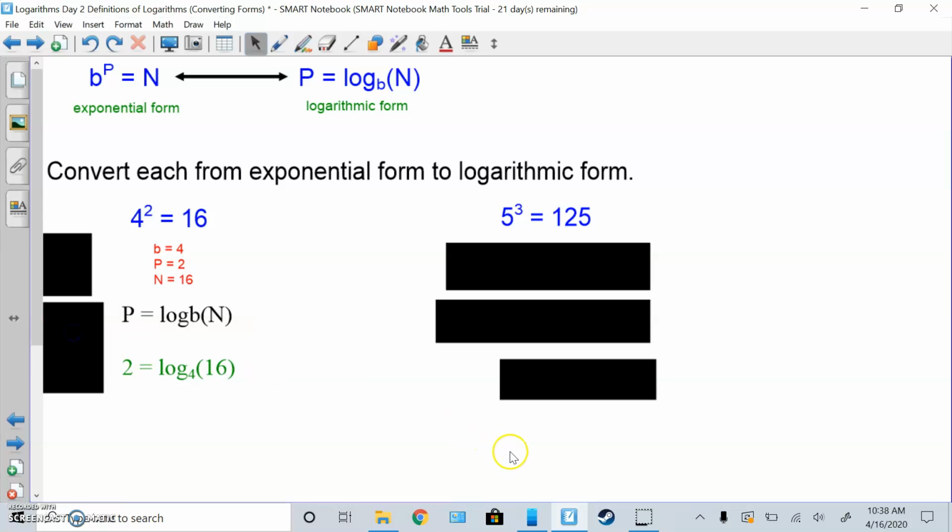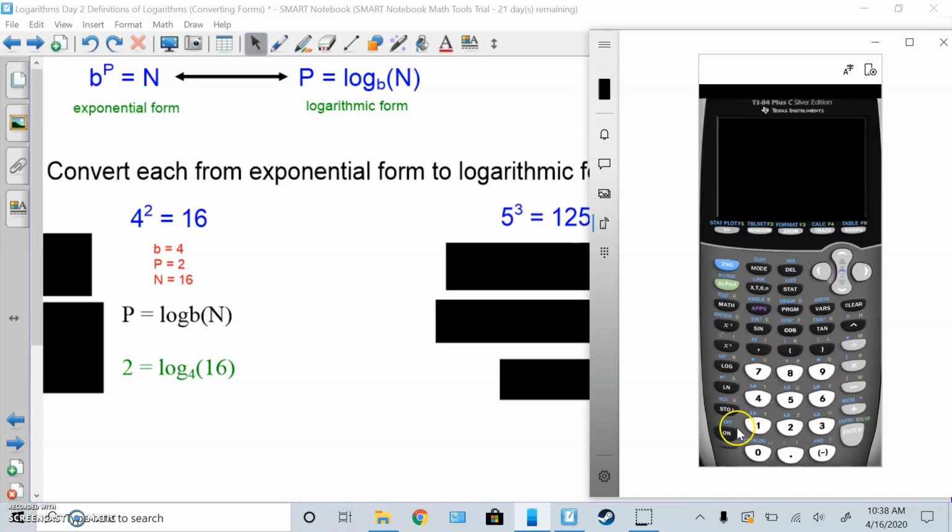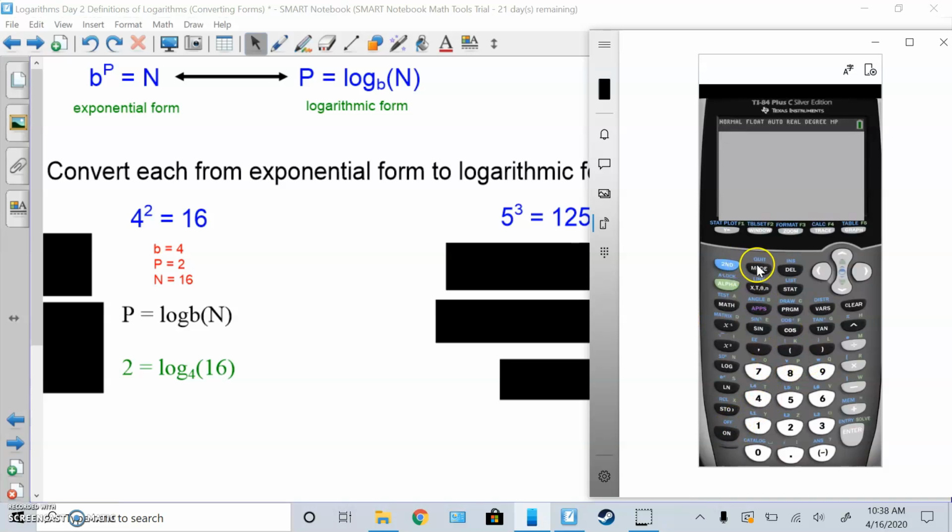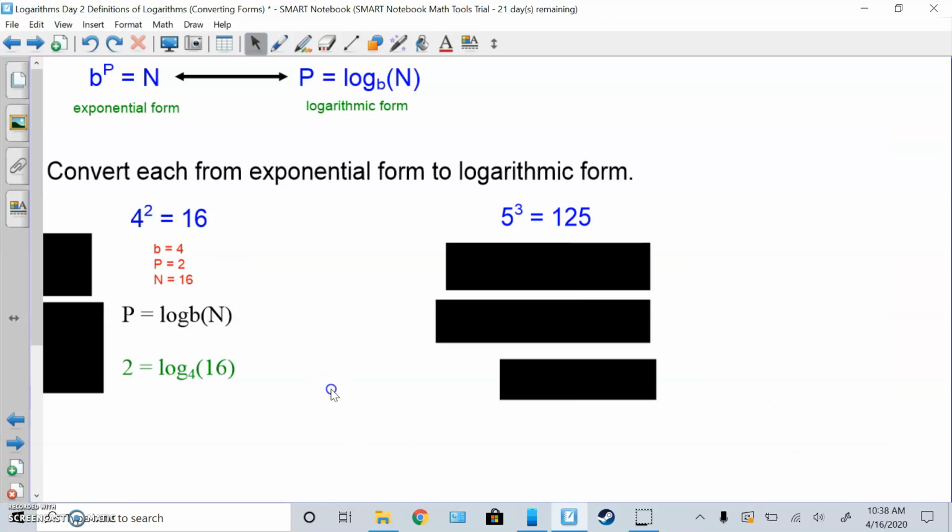And we can easily check this in the calculator. So in the calculator, you turn it on, you press math, then you're going to press up to log base, enter. I'm going to do log base 4 of 16, and you'll see that the answer is 2. So that's true.